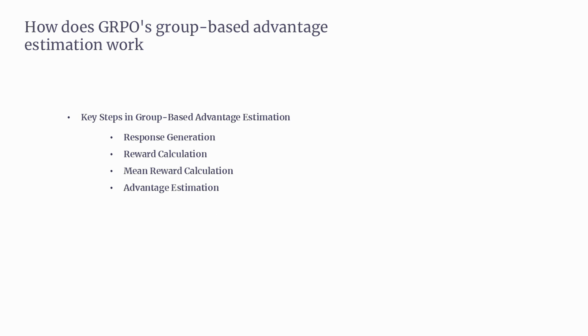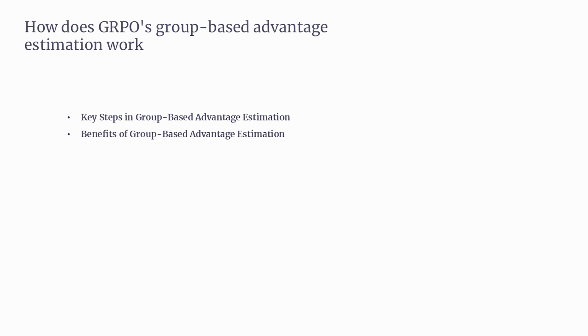Mathematically, the advantage for a response can be written as follows. Here, Ri is the reward for response i, and mean and std are the mean and standard deviation of the rewards within the response group. The second, benefits of group-based advantage estimation.